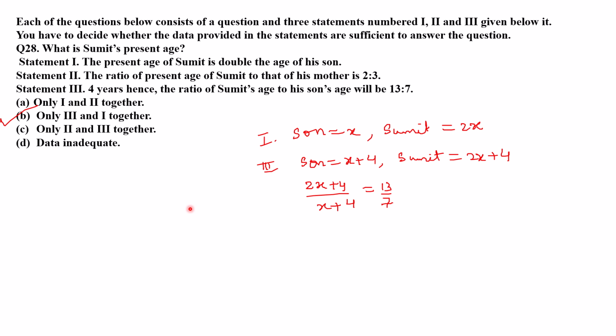They are just asking which statement you will be able to use to find the present age of Sumit. Okay, so no need to find the age. Just see from which relation you will be able to find the answer. Okay, now moving to the next question.